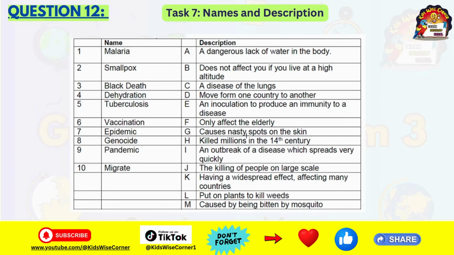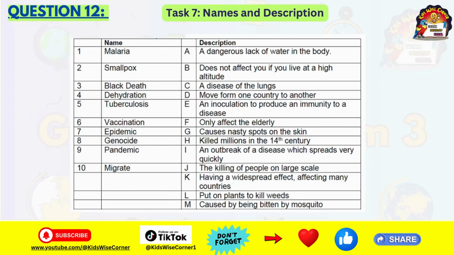F, only affect the elderly. G, causes nasty spots on the skin. H, killed millions in the 14th century. I, an outbreak of a disease which spreads very quickly. J, the killing of people on a large scale. K, having a widespread effect affecting many countries. L, put on plants to kill weeds. And M, caused by being bitten by a mosquito.